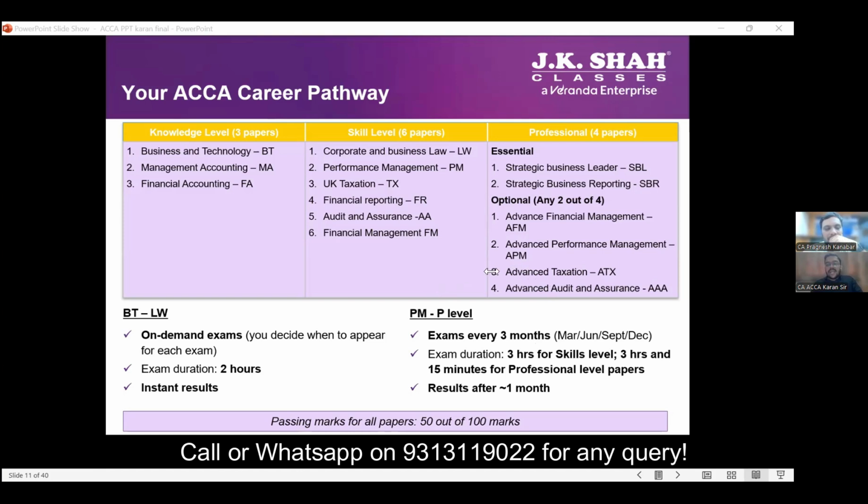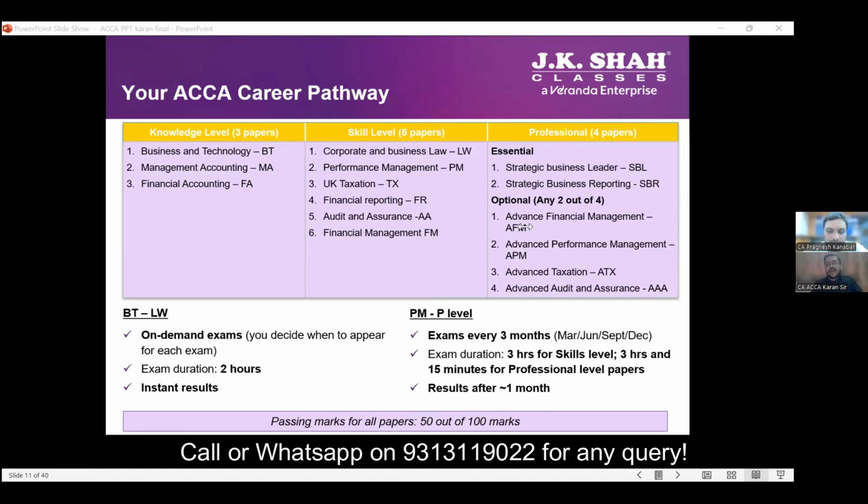Yes. The exams, as we discussed, are conducted 4 times a year, every 3 months: March, June, September, and December. Every quarter in the first week you will have your exams, and the results are generally delivered in a matter of 1 to 1.5 months. Between 30 to 40 days you will get your results. All the papers in ACCA, not just professional level, are for 100 marks, out of which you have to get 50 marks to clear that paper. 50 out of 100.